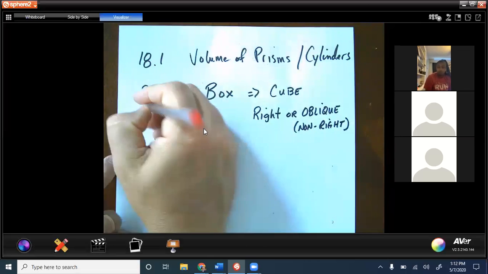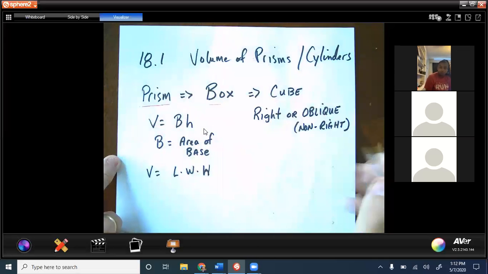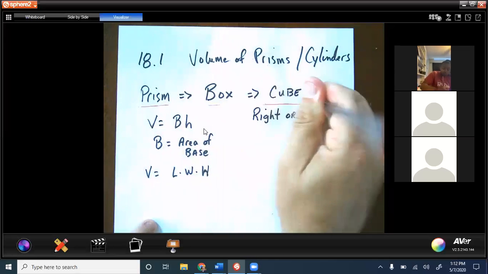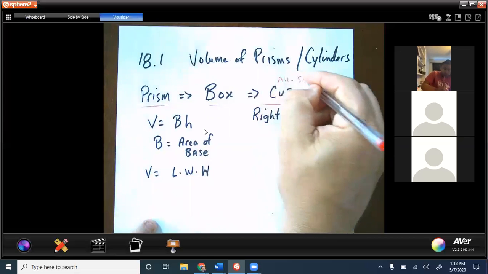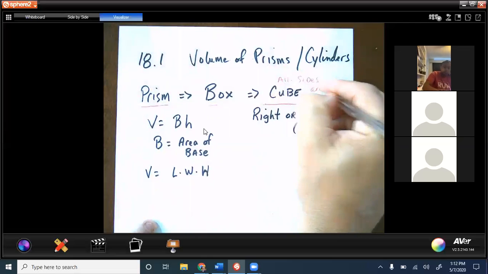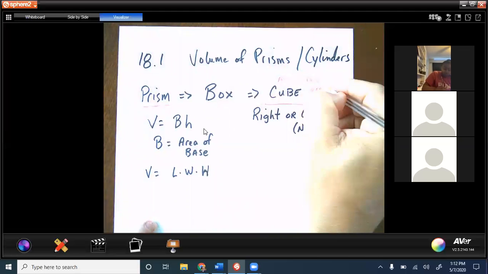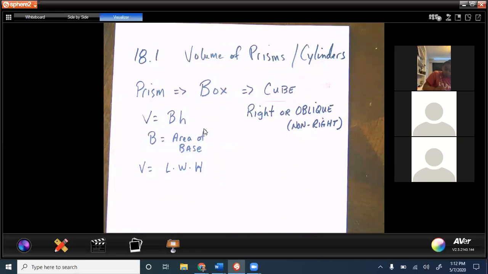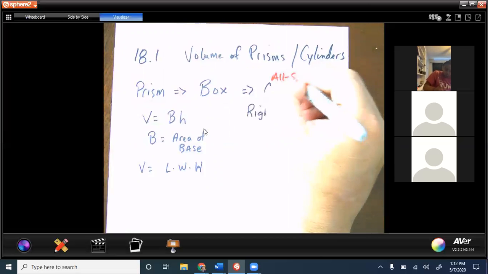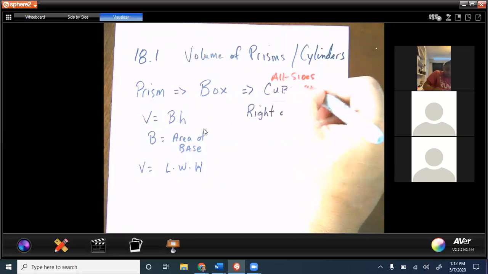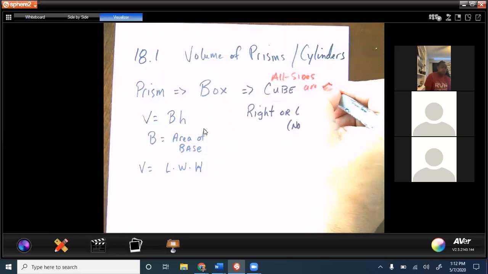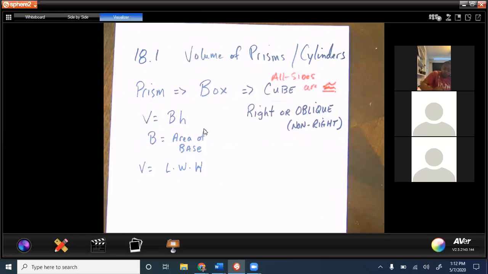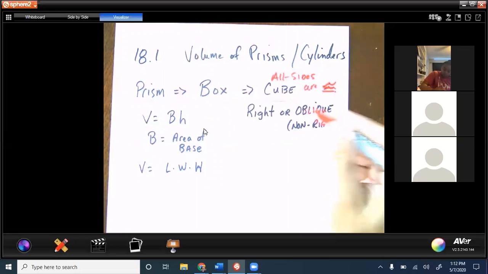All right, what is a prism? I just told you it's kind of like a box. Some people call, if all sides are congruent, then it's called a cube. Are congruent, not pi, are congruent, then it's called a cube. Okay, we already talked about right or oblique, non-right.